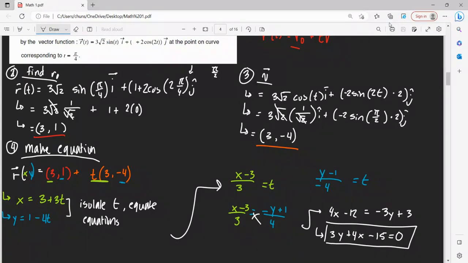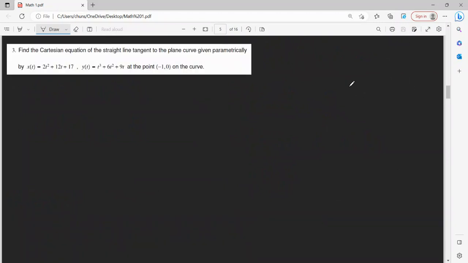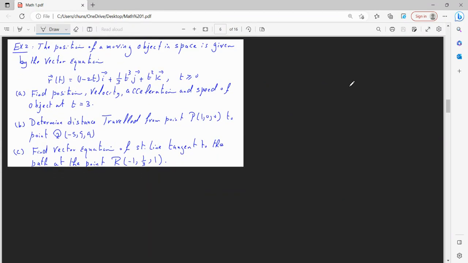All right, so that is our second example done. Moving on. This one's nice and easy as well. So let's try our hand at this one. Let's try A. Given this equation, let's find velocity and acceleration and speed.